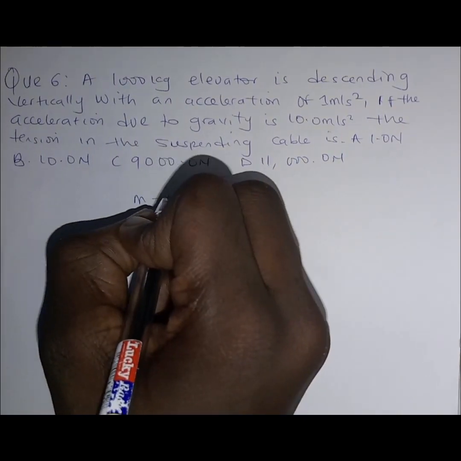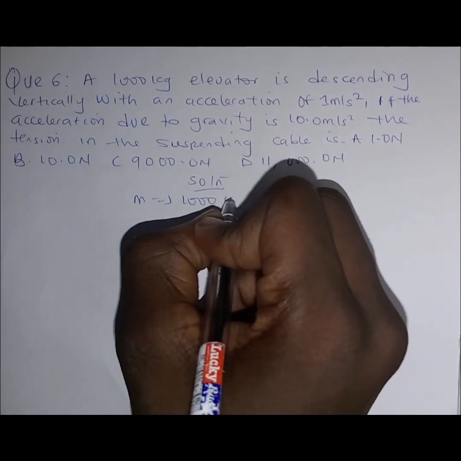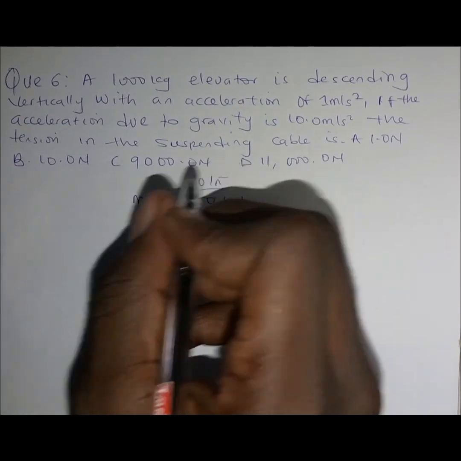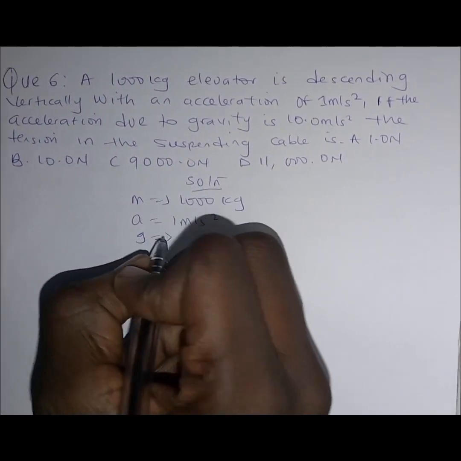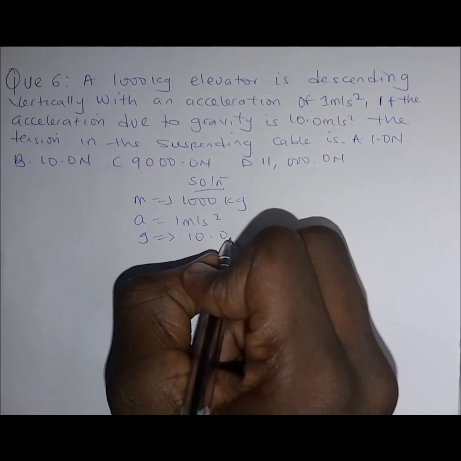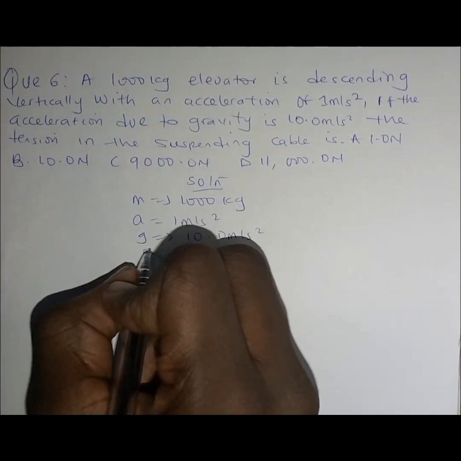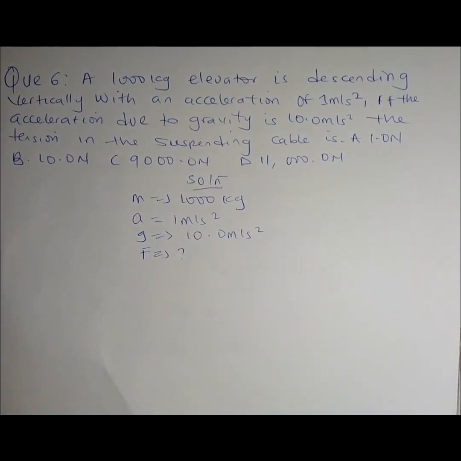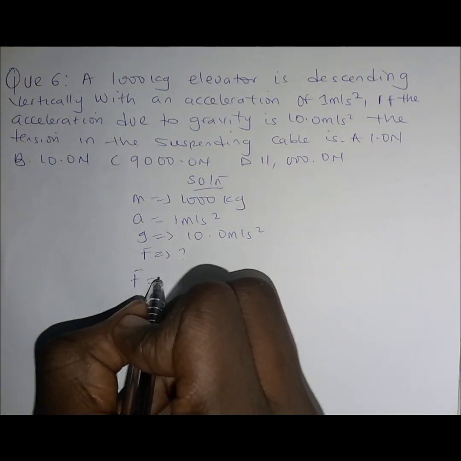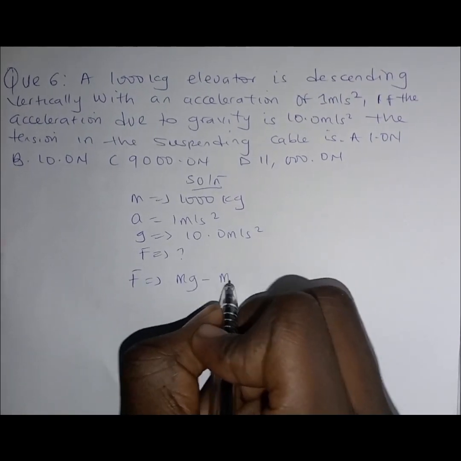So the mass is 1,000 kg with acceleration is 1 meter per second square, and the acceleration due to gravity is 10.0 meter per second square. I'm asked to look for the force. Now whenever you are presented with a question whereby you see elevator and then you add that the elevator is descending, the formula you are going to use is this: F equals to mg minus ma.